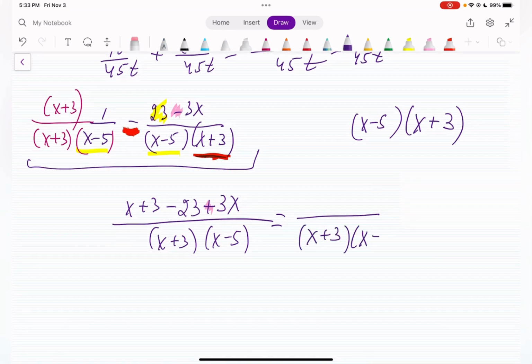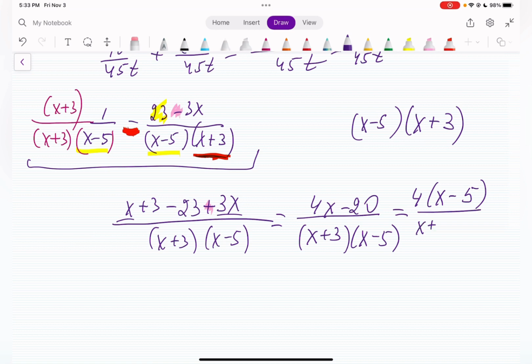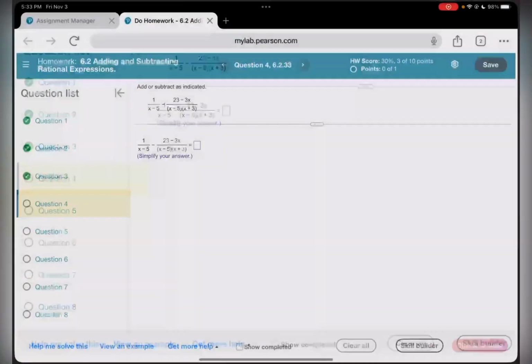mistake. x minus 5 here will be like terms, x and 3x is going to be 4x, and minus 20, like terms. So I don't know if I should take out 4 if it requires. Actually, yeah, I can reduce if I take 4. If I take 4, I will have x minus 5, right? Okay, x plus 3, x minus 5. So this is gone, and I have 4 over x plus 3.